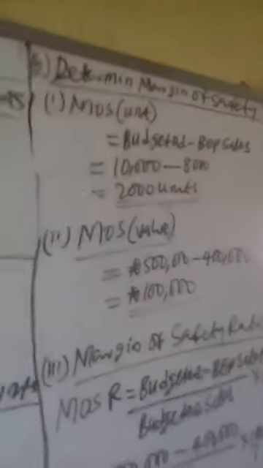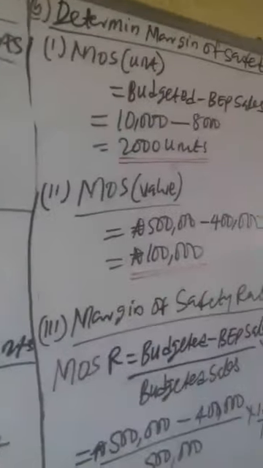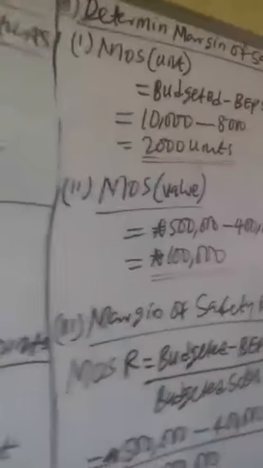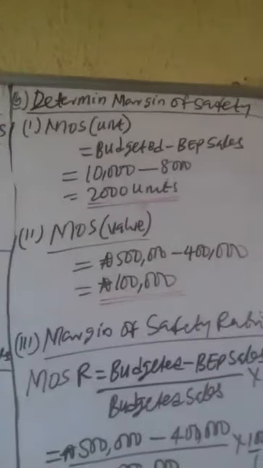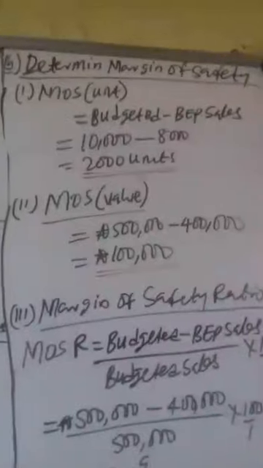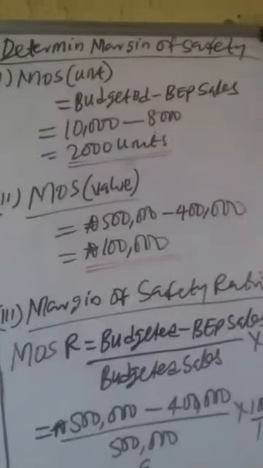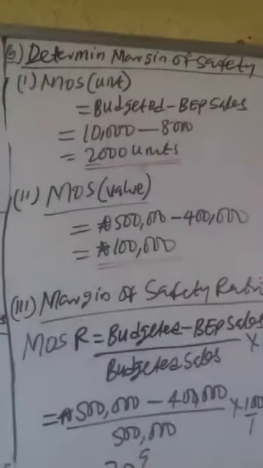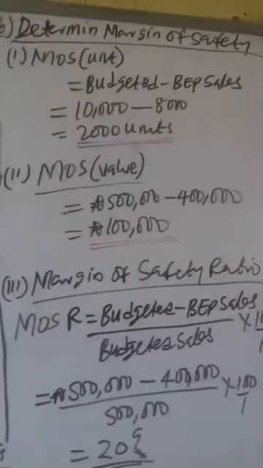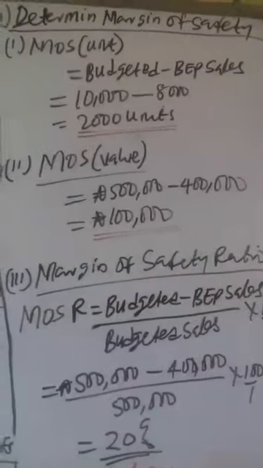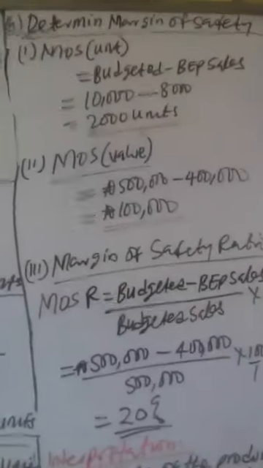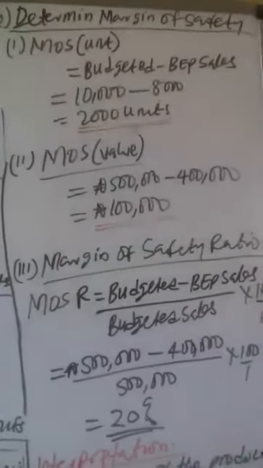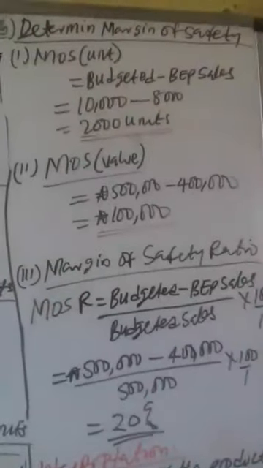The next question is determining margin of safety. Margin of safety is budgeted sales minus break-even sales. Budgeted sales in this question is 10,000 units minus 8,000. That is 2,000 units. So the company has a safety of 2,000 units. Another word for safety is the quantity you produce above your break-even point.